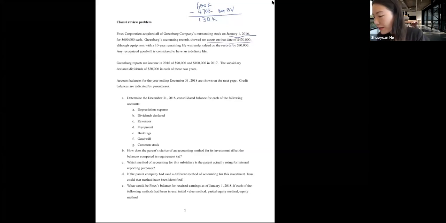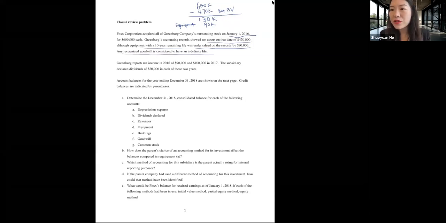And then we need to figure out where this 130,000 is coming from. The explanation here is that equipment with 10 years remaining life was undervalued on record by 90,000. So part of this 130,000 difference comes from equipment, which is undervalued on the books by 90,000. Any unrecognized goodwill is considered to be indefinite life. It seems like besides this equipment, there's no other asset with a difference between book and fair value. Then we still have a 40,000 excess payment that is not explained, and this 40,000 is classified as goodwill.